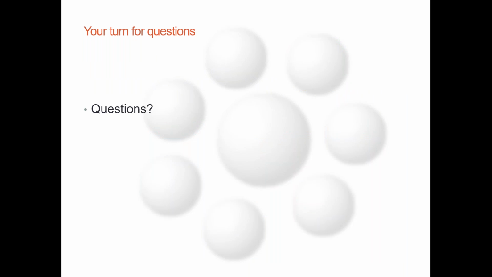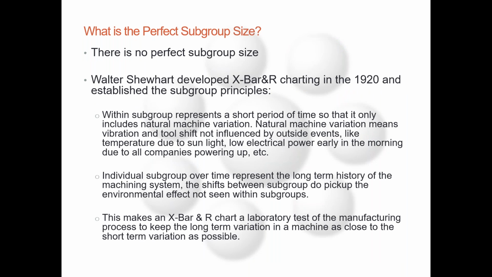And I said I had a second question, so while it's your turn to start preparing questions for me, I had one more thing I was going to talk about. What is the perfect size subgroup? There is no perfect size subgroup. Walter Shewhart, who developed the X bar and R charting in the 1920s, established the principles that the subgroup is based on. Within a subgroup represents a short period of time so that it only includes natural machine variation.